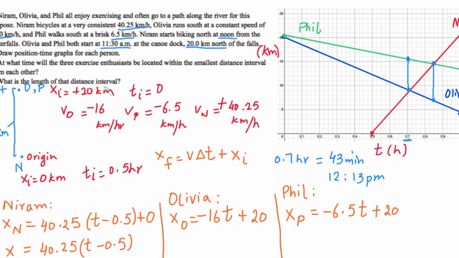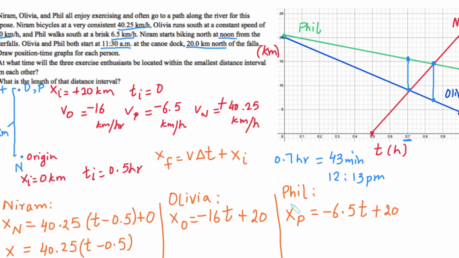Part C. What is the length of the distance interval? The distance interval when the three people are closest to each other. So basically we have to find out this distance. We can read it off the graph as well, but it might not be that precise. So to solve this third part, I would ask you to use these equations of motion.